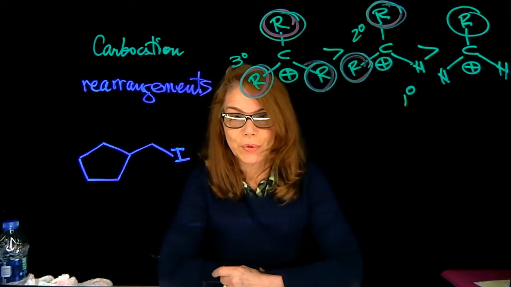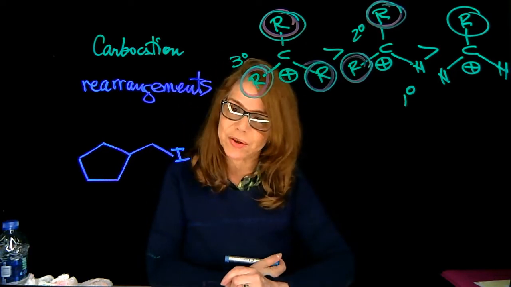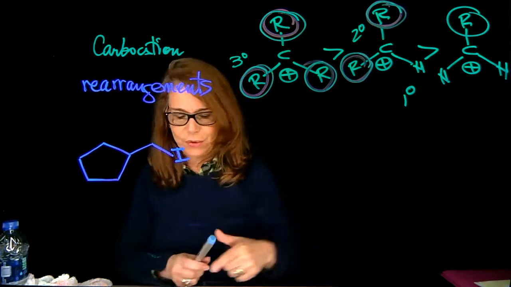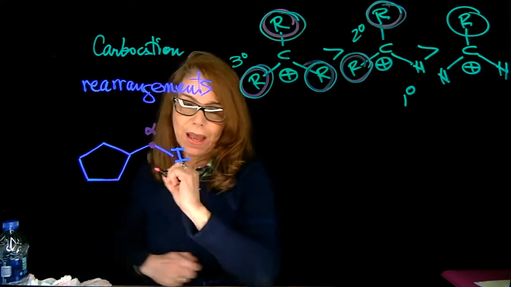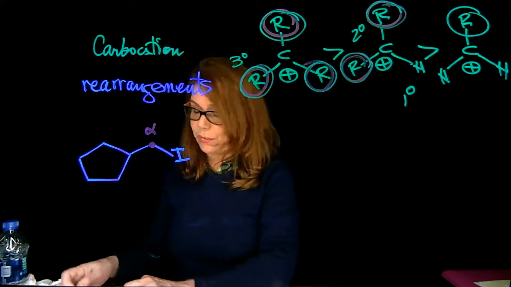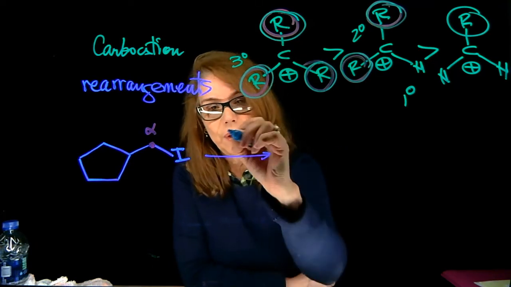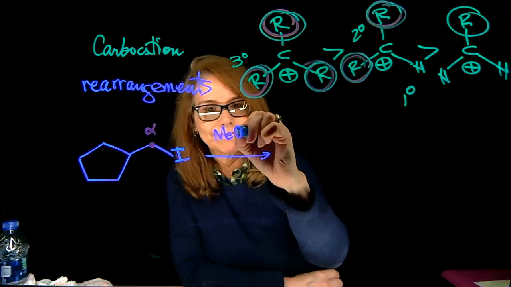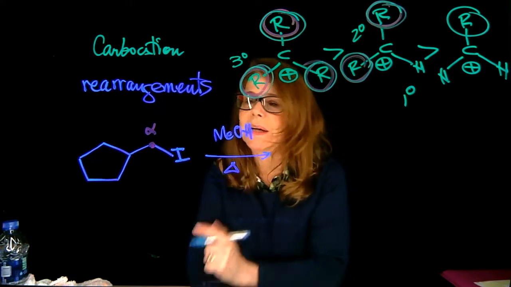Let's do one more problem about a carbocation rearrangement. Here you have a primary alkyl halide. Notice that what you have at the alpha carbon, that's your alpha carbon, is just one R group. Let's say, similar to the reaction that we did in another video, that we are doing this in methanol and heat. So again, we're looking at another solvolysis reaction.